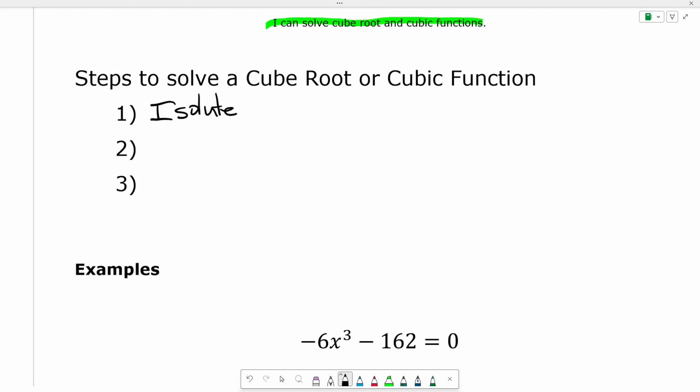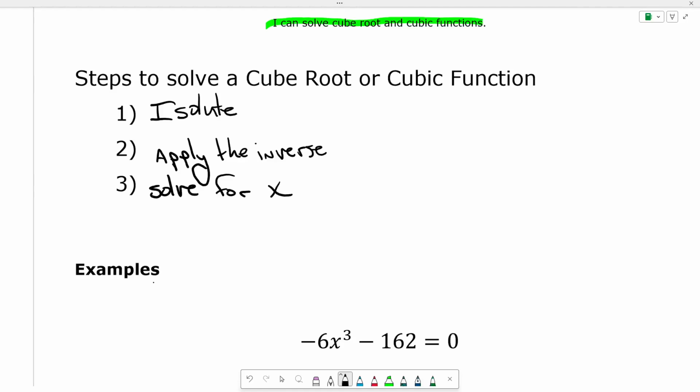After we isolate it, we need to apply the inverse. Depending on which one we're dealing with, we need to apply the inverse to undo it, so we'll be able to solve. And then we solve for our variable. Generally, it's going to be solve for x or whatever variable we happen to have.